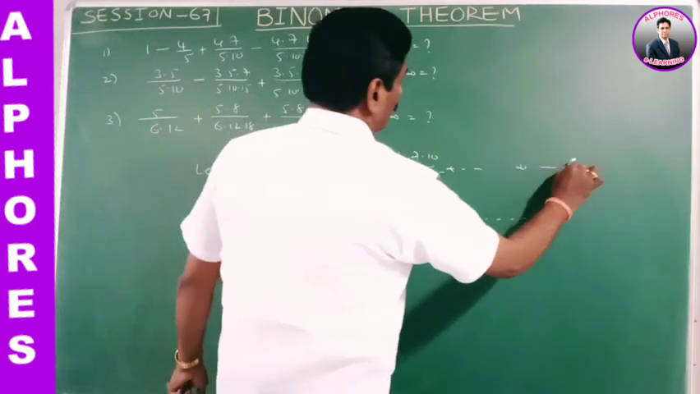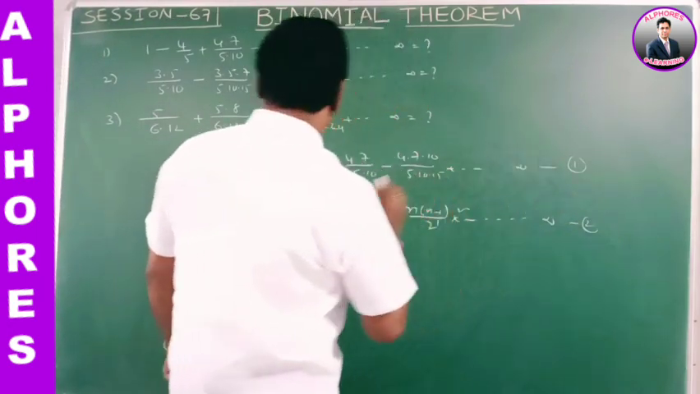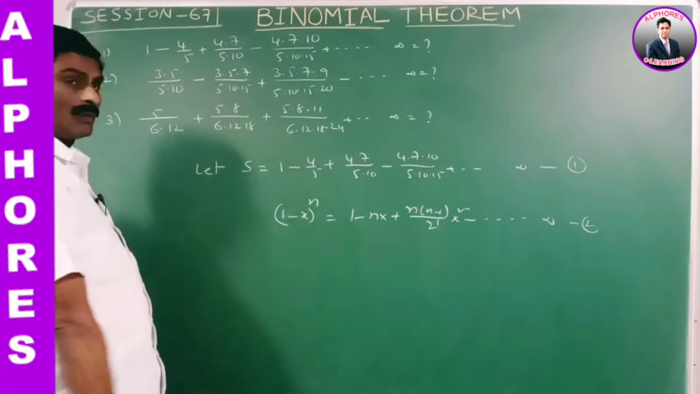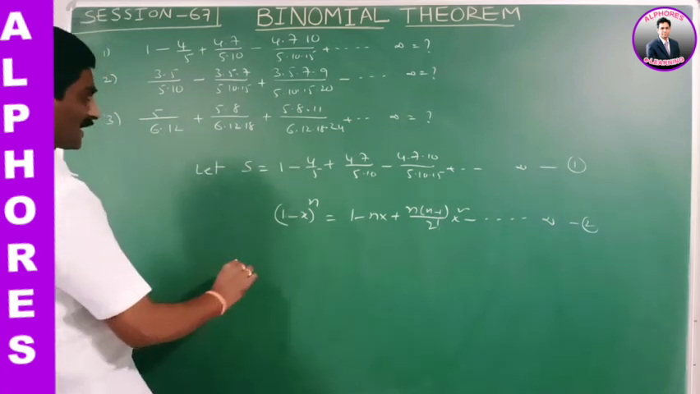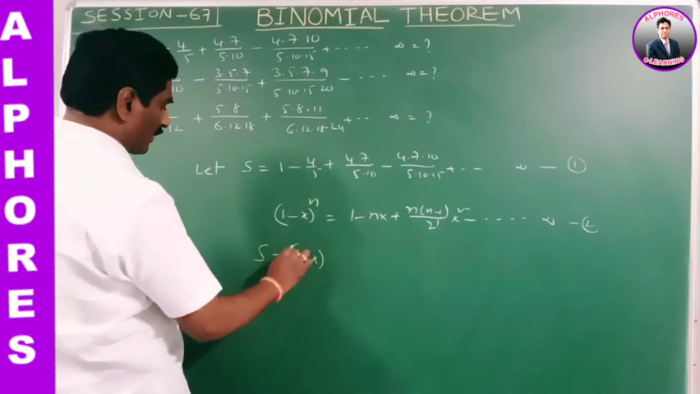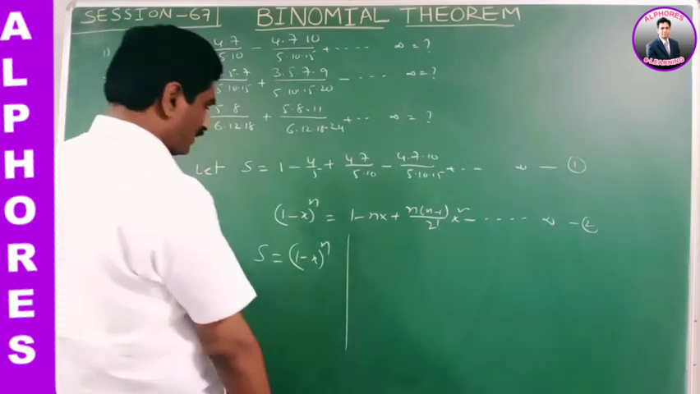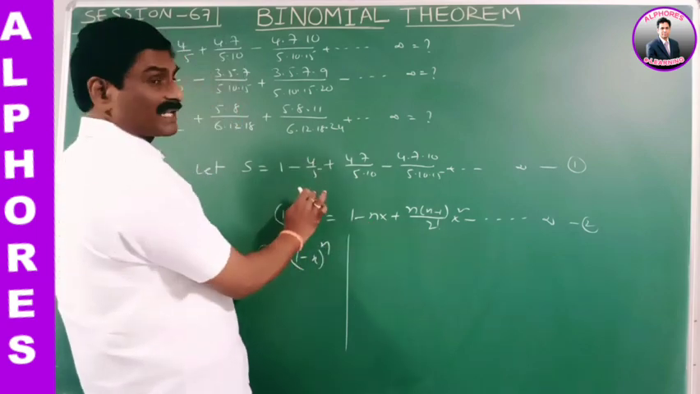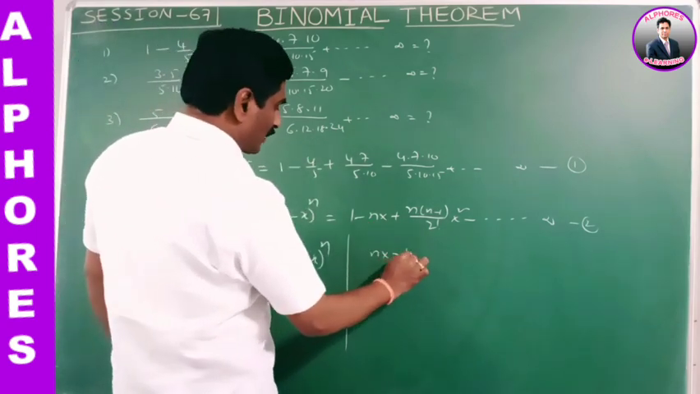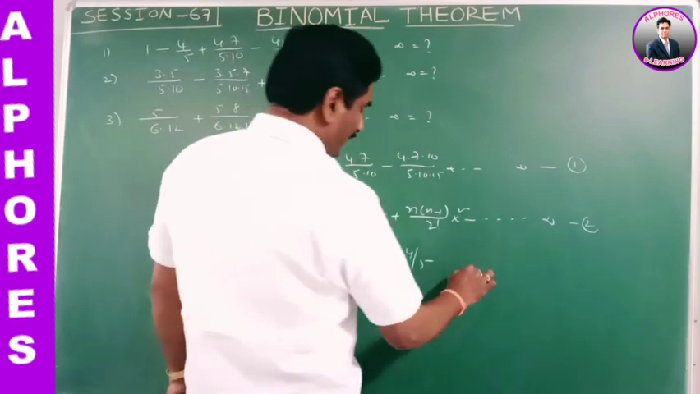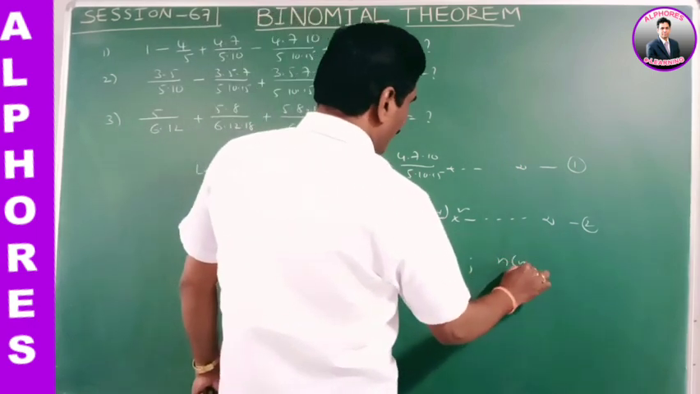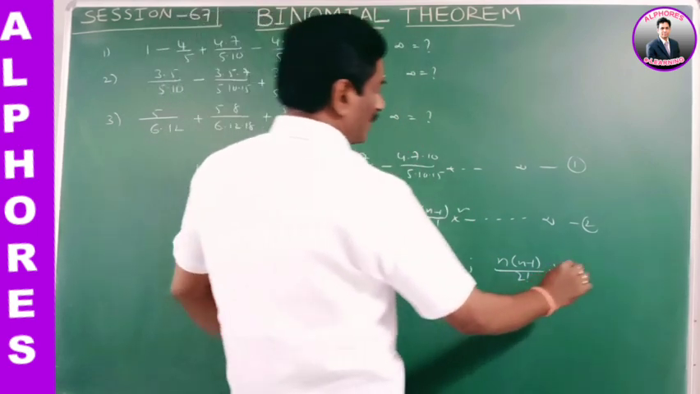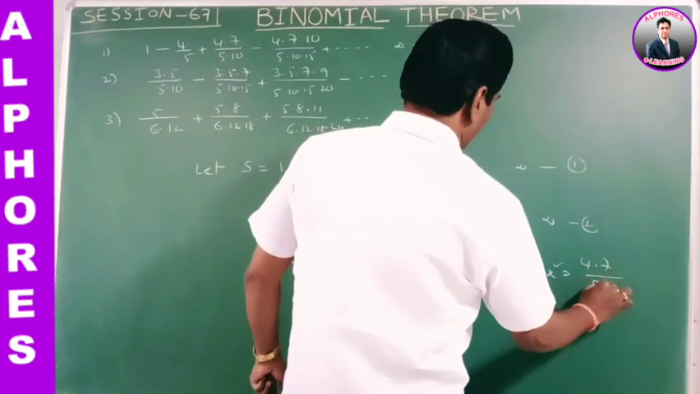Okay, compare the above value. Say this value is 1, this value is 2. Compare the above sequence with 1 minus x whole power n. Then automatically what is the value of s? S is equal to 1 minus x whole power n. Next, by comparing the terms in RHS, minus nx is equal to minus 4 by 5. That means nx is equal to 4 by 5. Okay, and next n into n minus 1 by 2 factorial into x square is equal to the second term, 4 into 7 by 5 into 10.